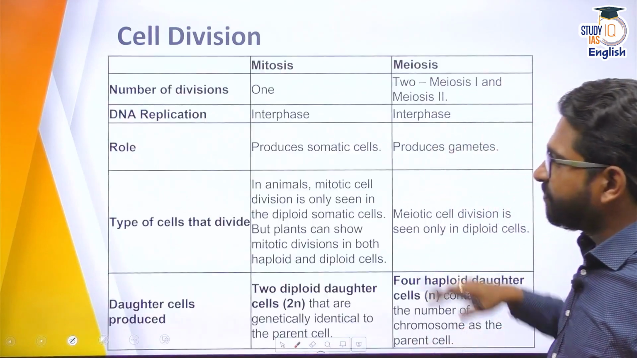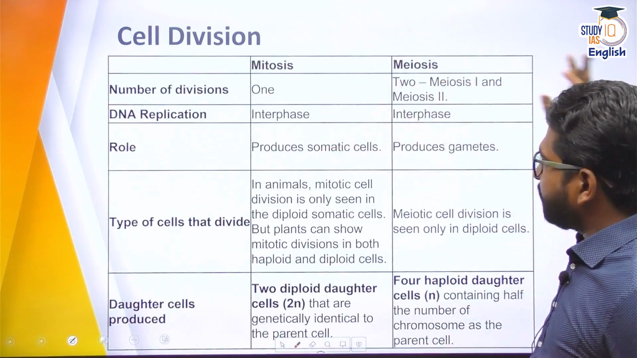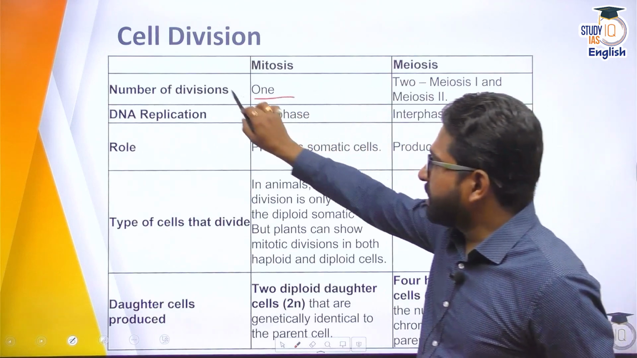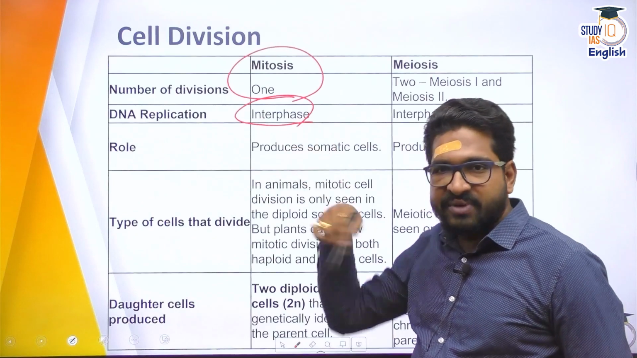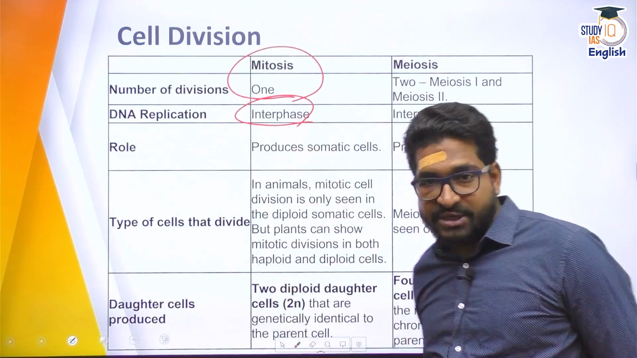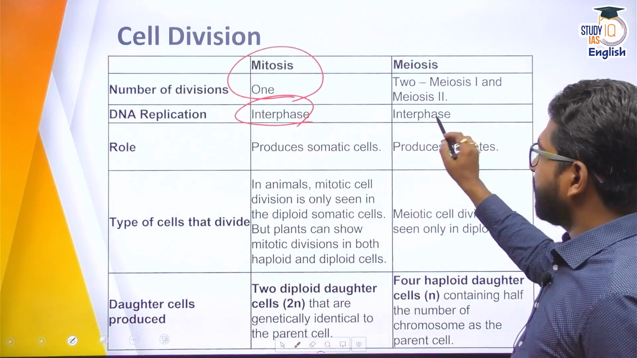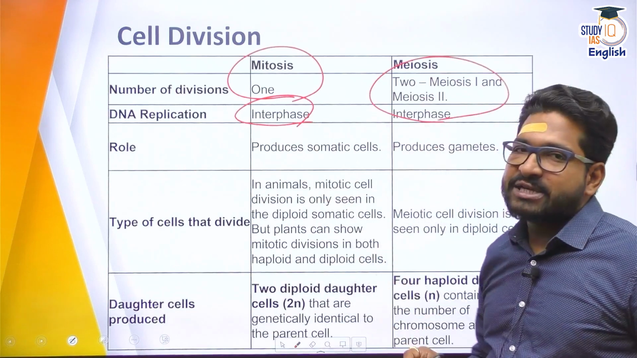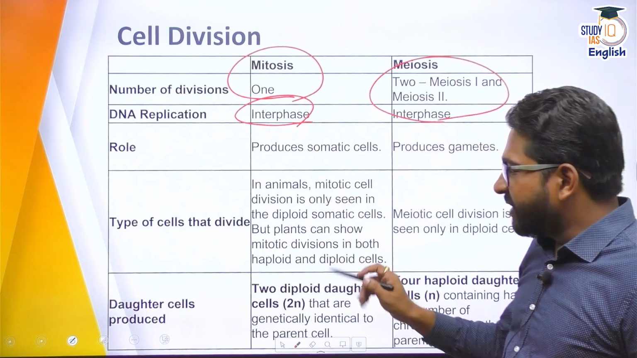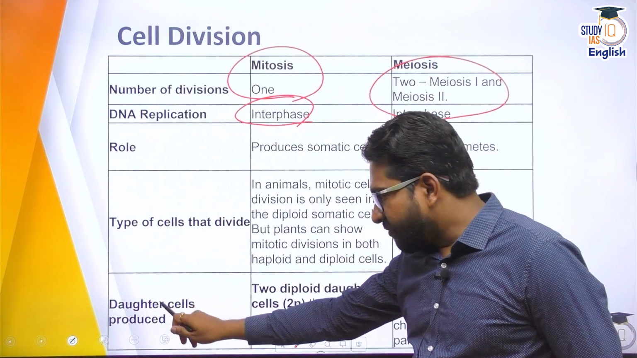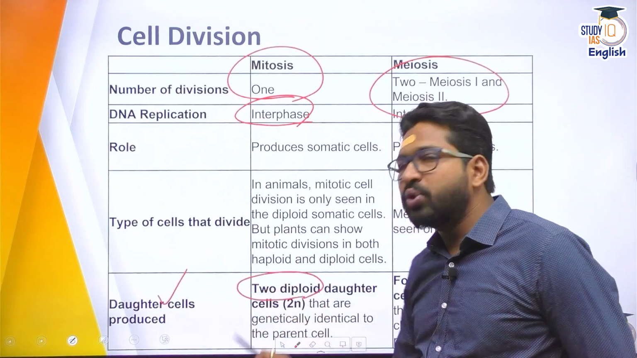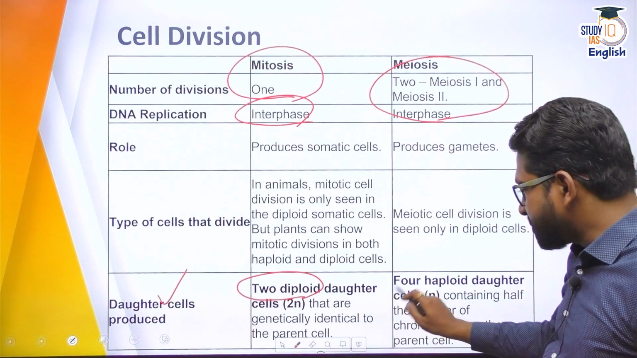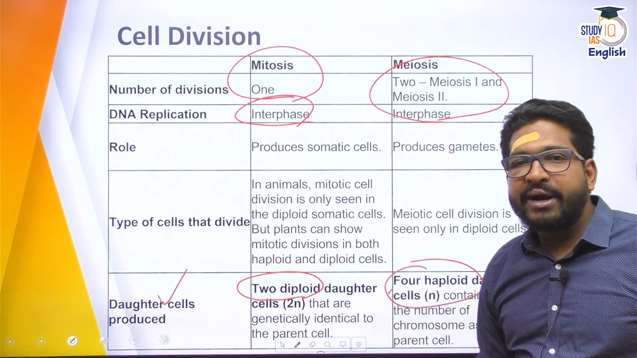Now please remember that mitosis occurs in somatic cells, where DNA replication takes place in interphase. We'll talk about these phases in our subsequent discussions, subsequent classes, right? Meiosis takes place through two kinds of division, producing daughter cells. Mitosis produces two diploid cells. Meiosis produces four haploid cells.